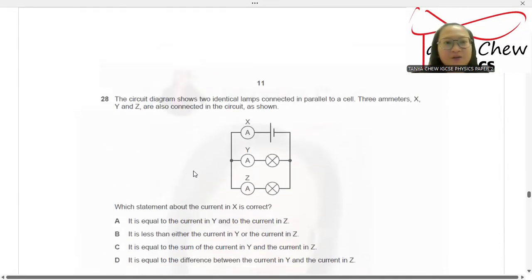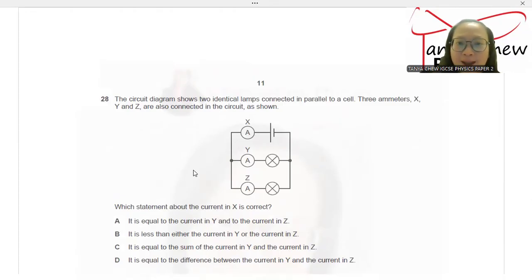Number 28, the circuit diagram. The circuit diagram shows two identical lamps connected in parallel to a cell. The hint is here. 3 ammeters X, Y, and Z are also connected in the circuit as shown. Which statement about the current is correct?